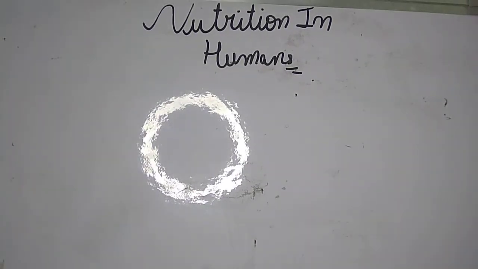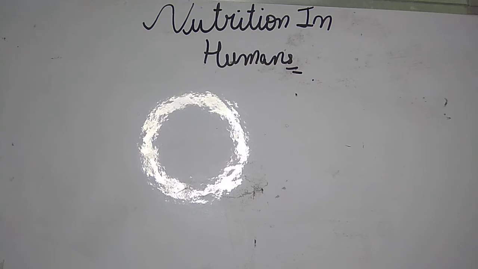Now we will talk about nutrition in humans. In human beings, the intake of essential nutrients in the form of food takes place through a system known as the digestive system. Digestion is a catabolic process in which breakdown of molecules happens. Complex molecules are broken down into simple molecules. The human digestive system consists of a long tubular structure known as the alimentary canal and various digestive glands.